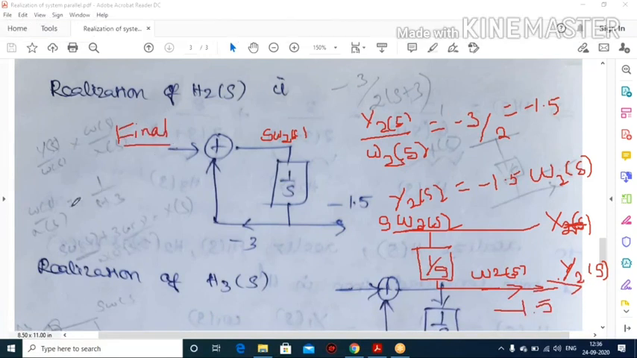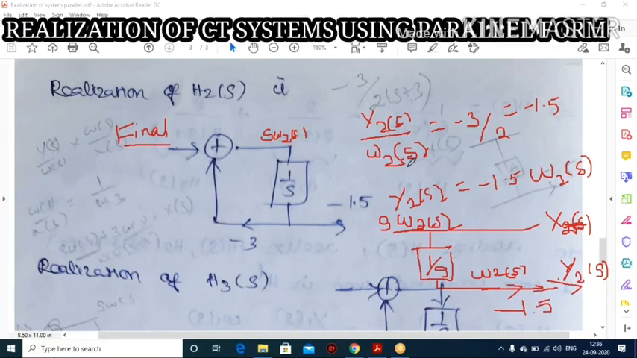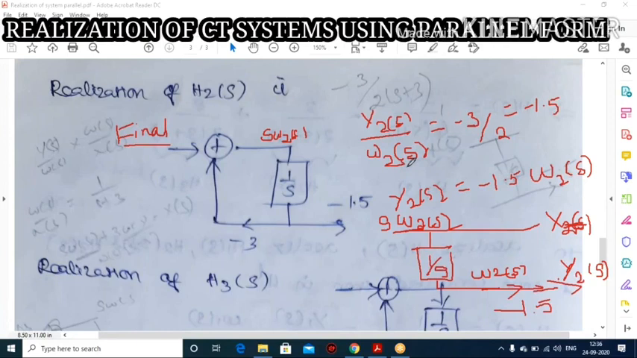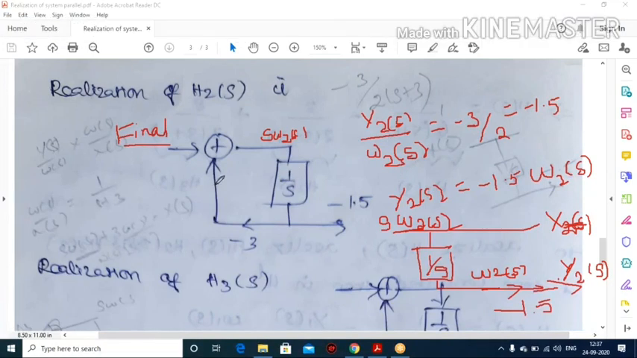For each one you have to draw four diagrams. First is w2 of s divided by x2 of s. Second diagram is y2 of s divided by w2 of s. The third diagram is you just combine these two blocks. The final diagram is you replace with one common integrator block. If two common integrator blocks are available, you just break down one, as one is enough. Suppose if four are available, you remove two and two blocks will be enough. Likewise you have to choose your common integrator block.